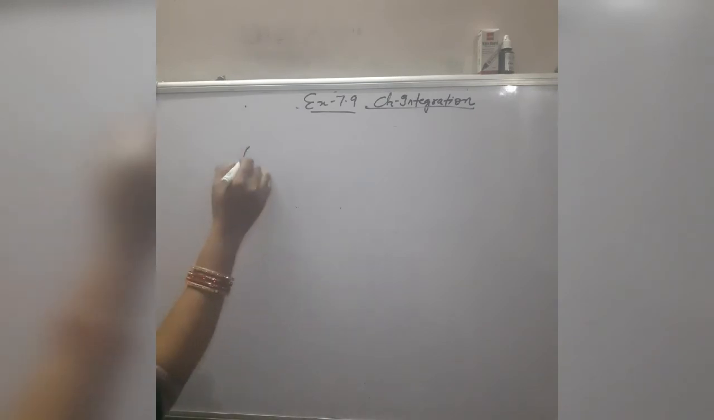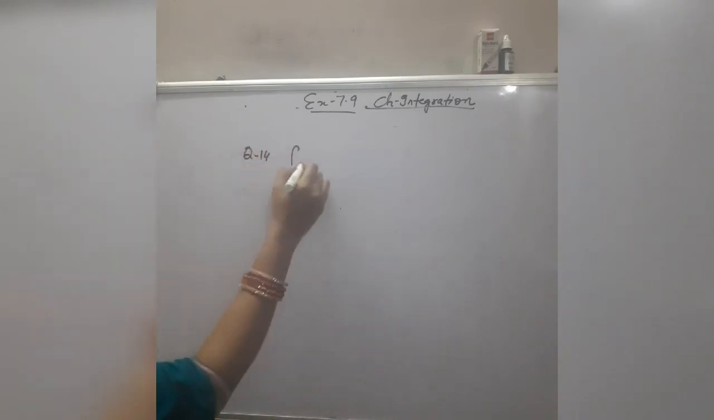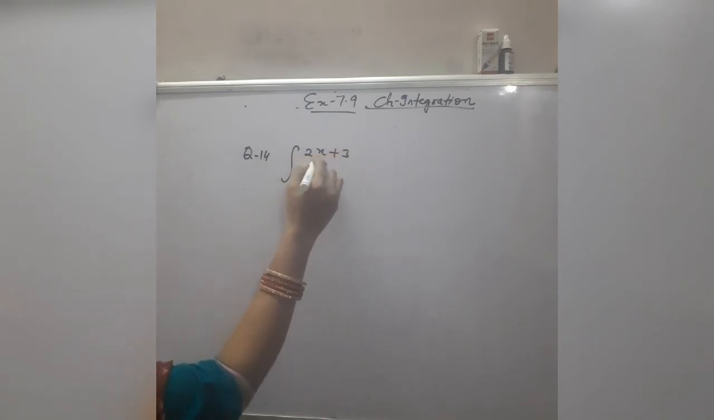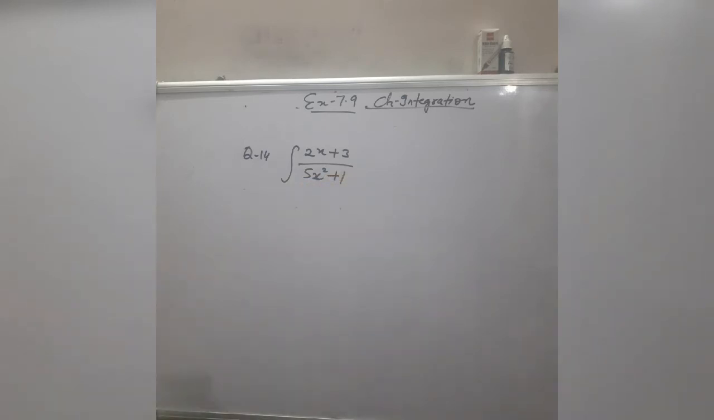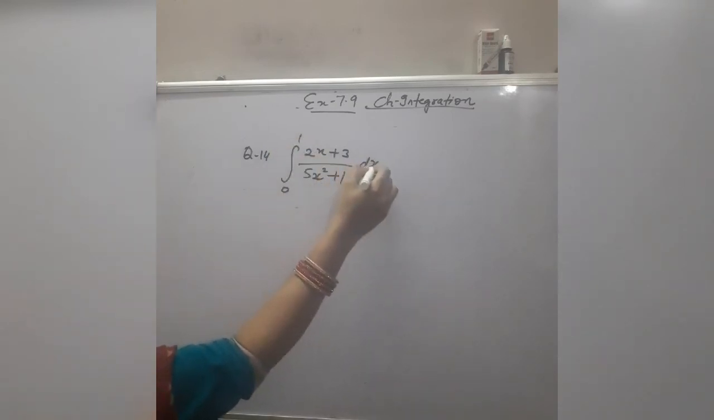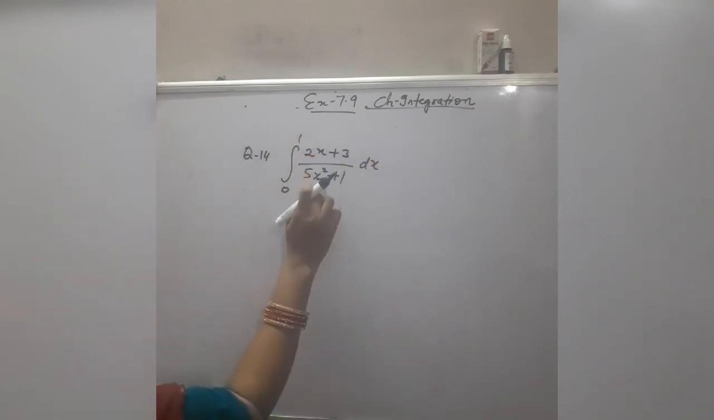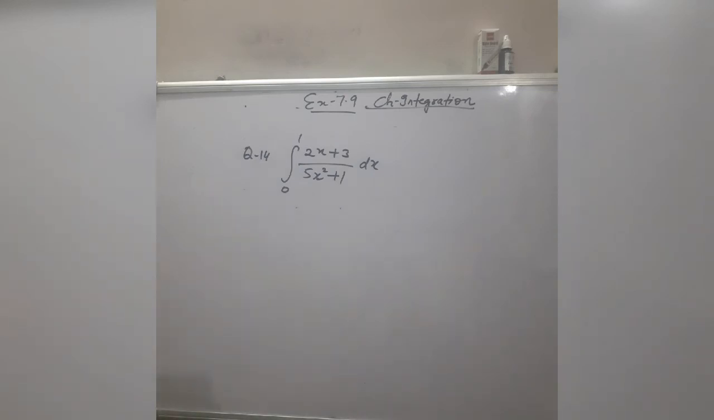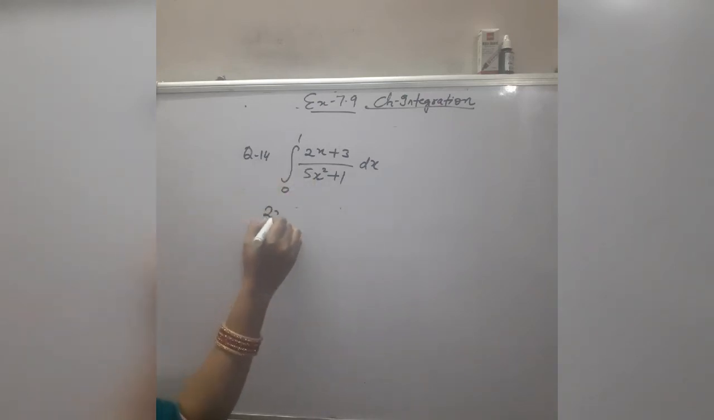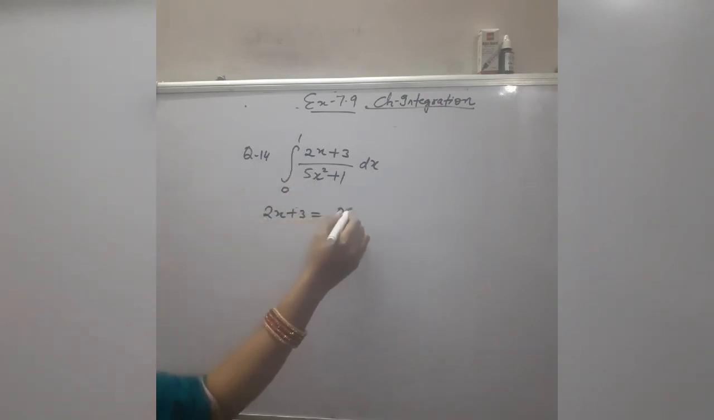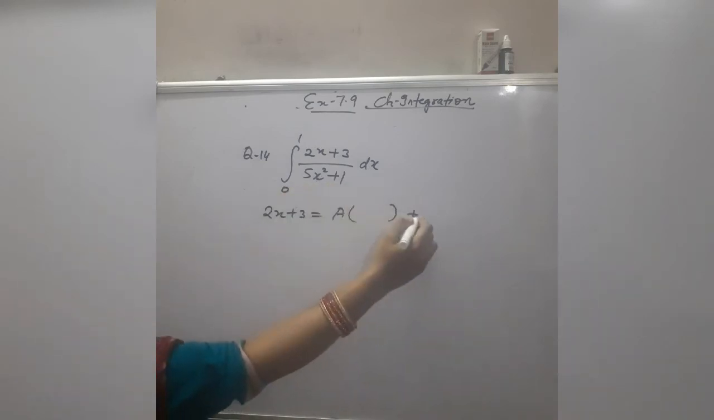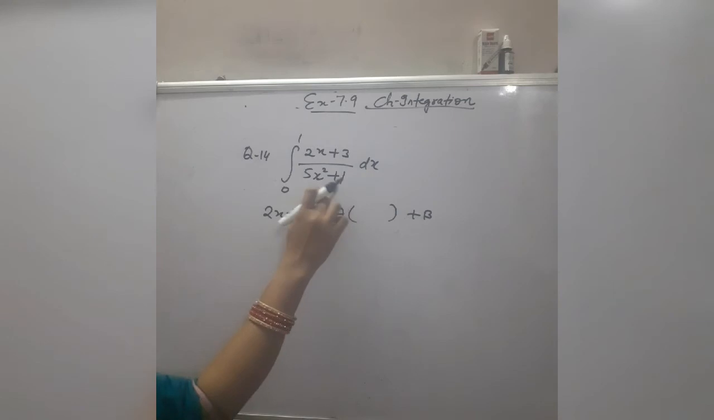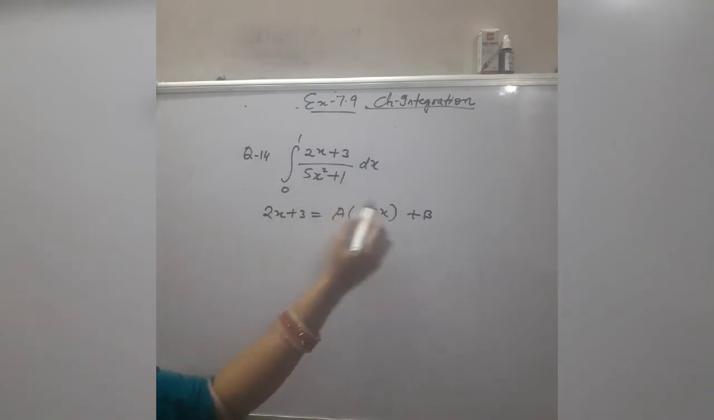Now see question number 14. In the 14th question, the function is 2x plus 3 divided by 5x square plus 1, and the limits in this case are 0 to 1. In this case, the numerator is a linear expression and the denominator, 5x square plus 1, is a quadratic. So firstly this 2x plus 3 can be written as a into the derivative of 5x square plus 1 plus b. What is the derivative of 5x square plus 1? The derivative of this term is 10x.